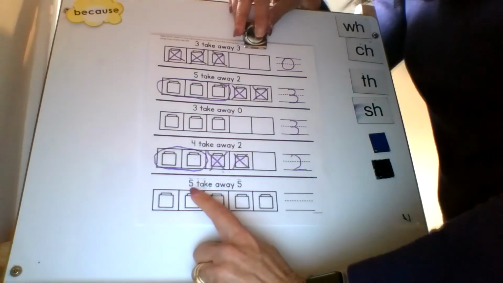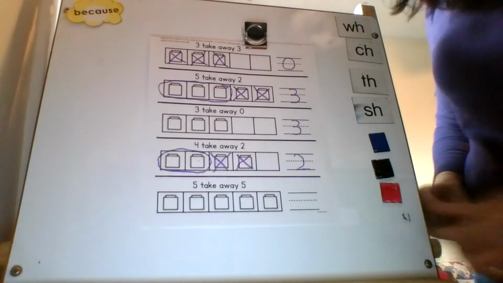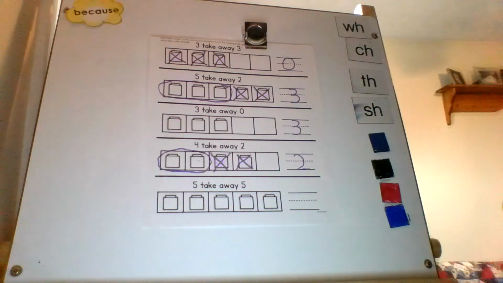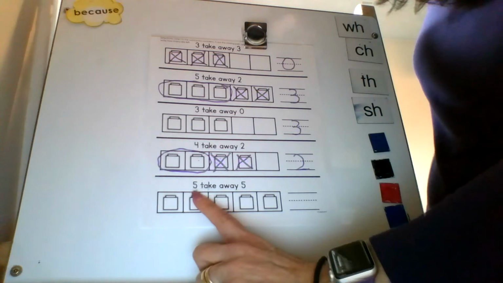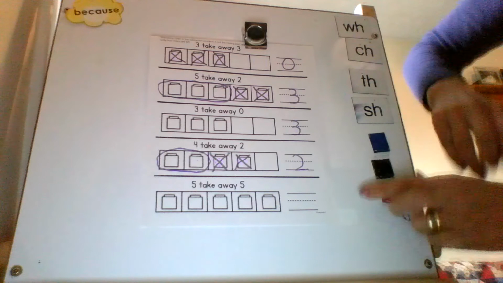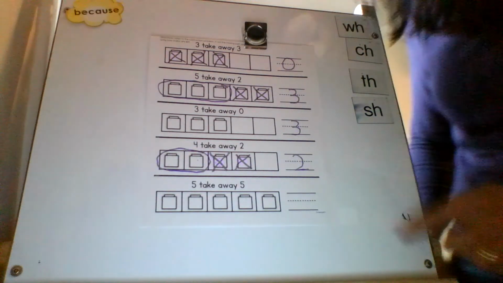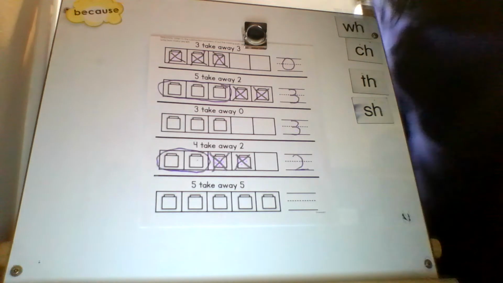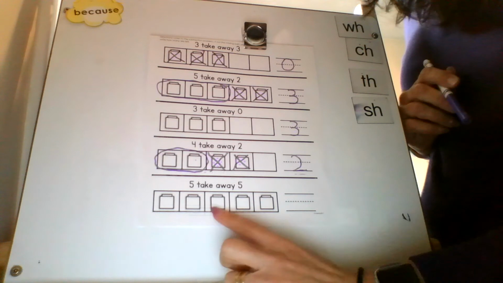Let's see what this one says. 5 take away 5. So we're going to start with 5. So make sure you have 5 counters. I think they're trying to trick us here because it says 5 and they want us to take away 5. So take away 5. Uh-oh, how many do you have left? We don't have any left. We have 0. So on our paper, we start with 5. 1, 2, 3, 4, 5.